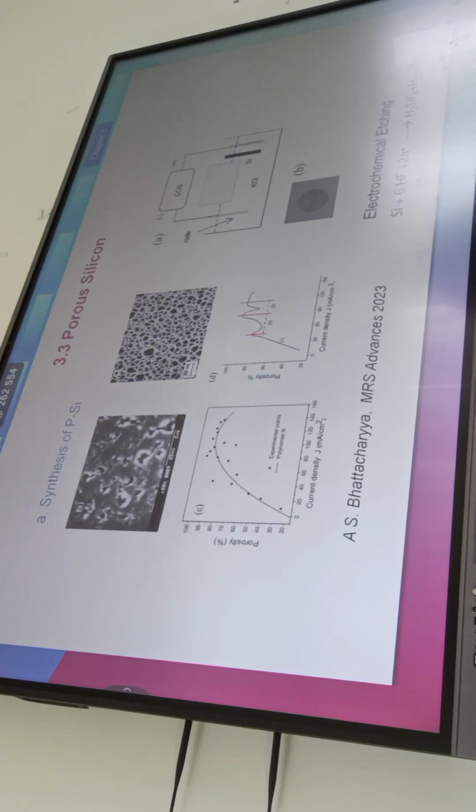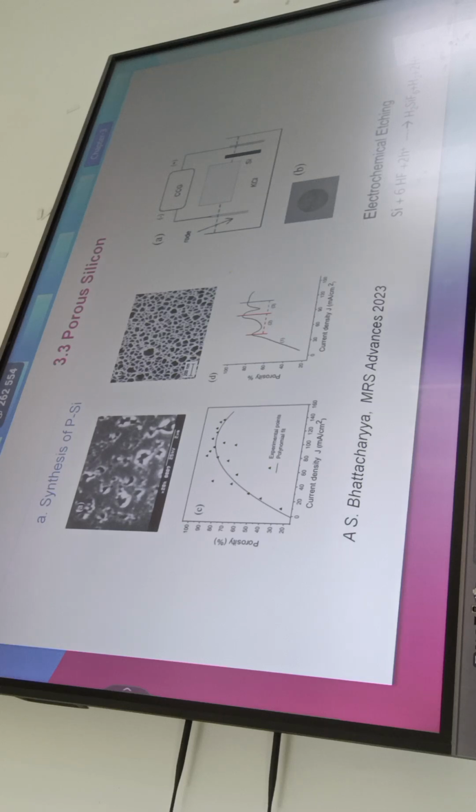First comes porous silicon, which has been synthesized using the electrochemical etching method. Here is the AFM image of the single layer porous silicon, and I have included a graph which shows the variation of current density with porosity.